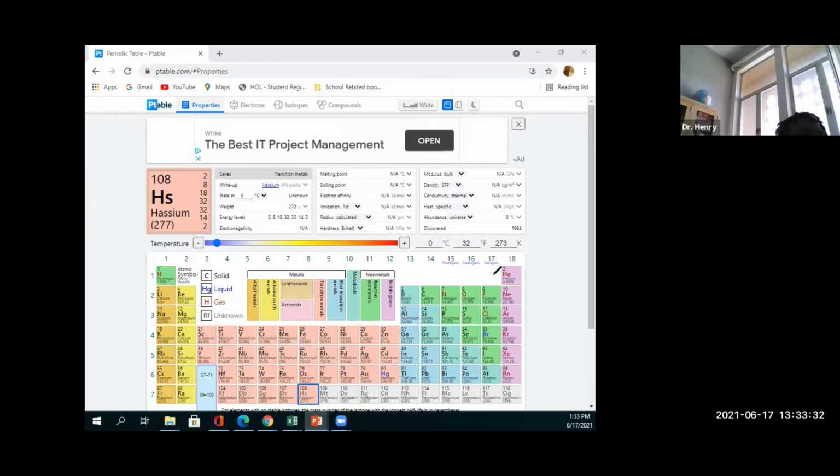Let me explain this to you in a more organized fashion rather than just throwing numbers at you. Let's say, for instance, we're talking about nitrogen. Nitrogen has how many electrons?